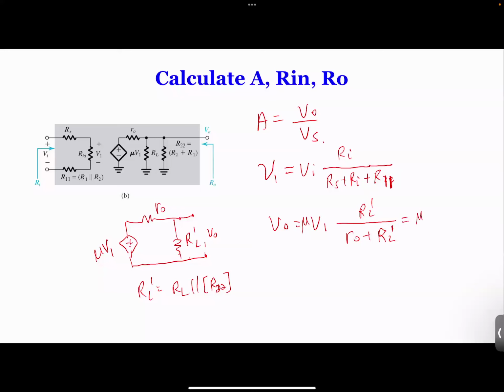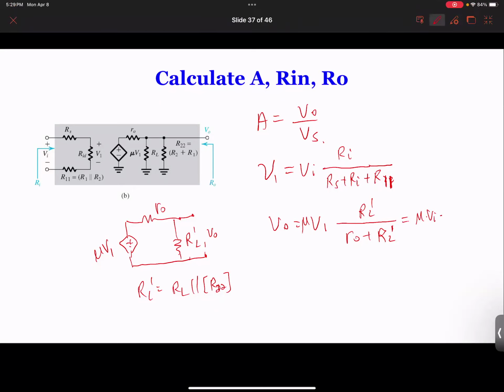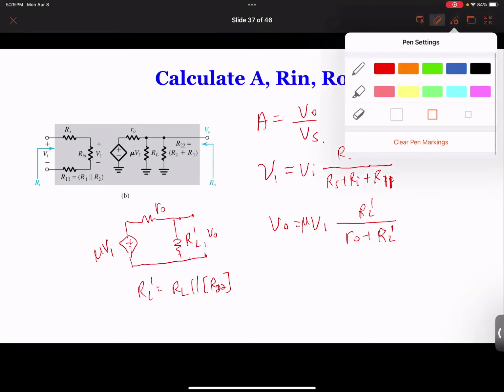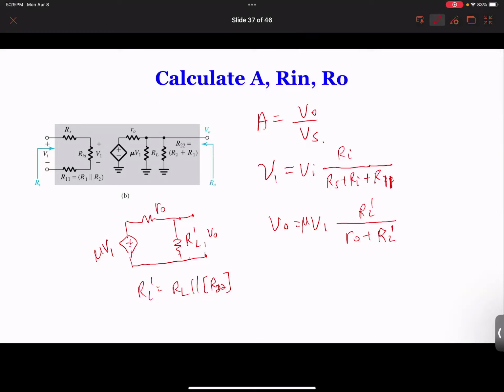So we get mu times V1, and V1 is Vi times Ri divided by Rs plus Ri plus R11. Basically, I just plug this in to get VO equal to mu times Vi, Ri divided by Rs plus Ri plus R11, and then multiply by RL prime over RO plus RL prime.